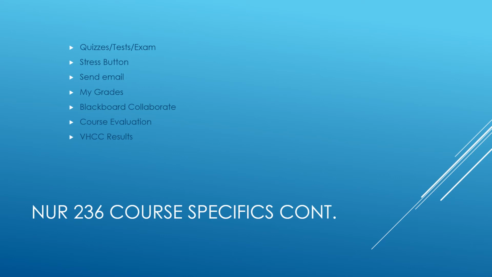Course evaluation is something that we want all students to complete after the course or near completion. And then the next item says VHCC results, but that actually should say resources. So it's VHCC resources. This is where you click for technical help, Blackboard help, that kind of thing. So sorry about the typo there.